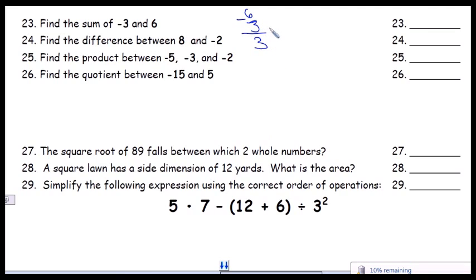And we're going to use the sign of the biggest number, or the one farthest away from 0 on the number line. -3 is only 3 units away from 0 on the number line, but 6 is 6 units away from 0. So 6 is farther away, and we're going to use the symbol for 6. The symbol for 6 is positive, so my answer is just going to be +3.